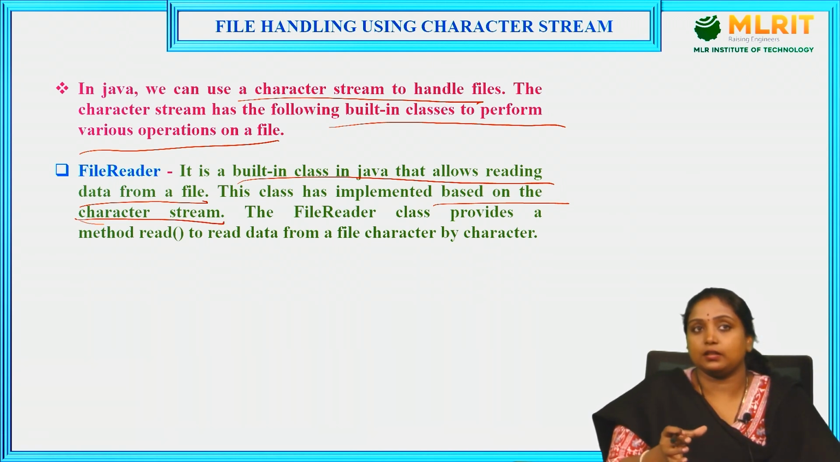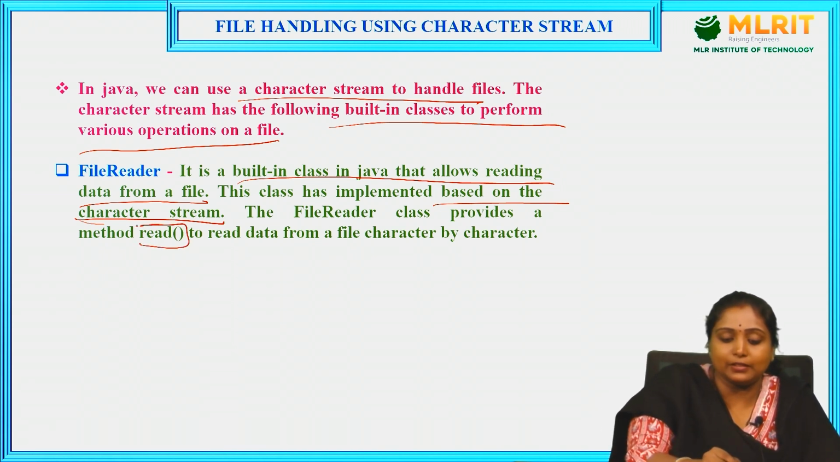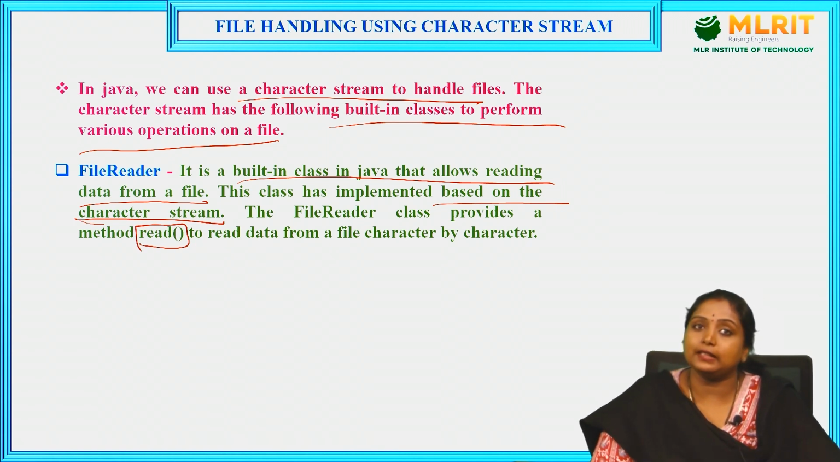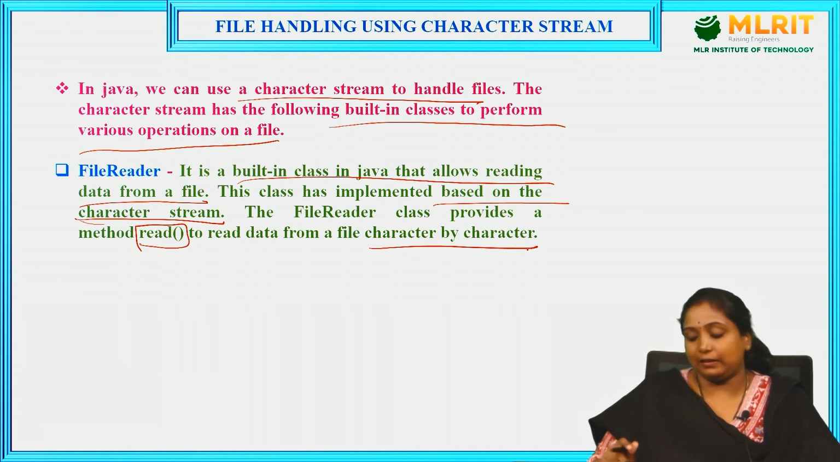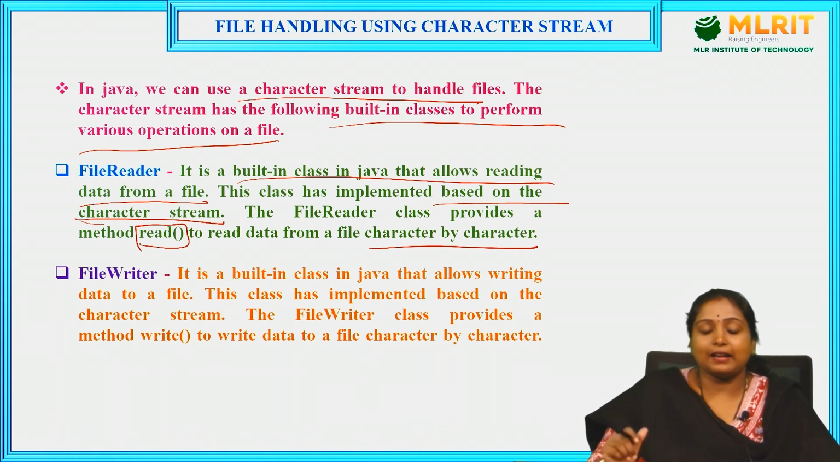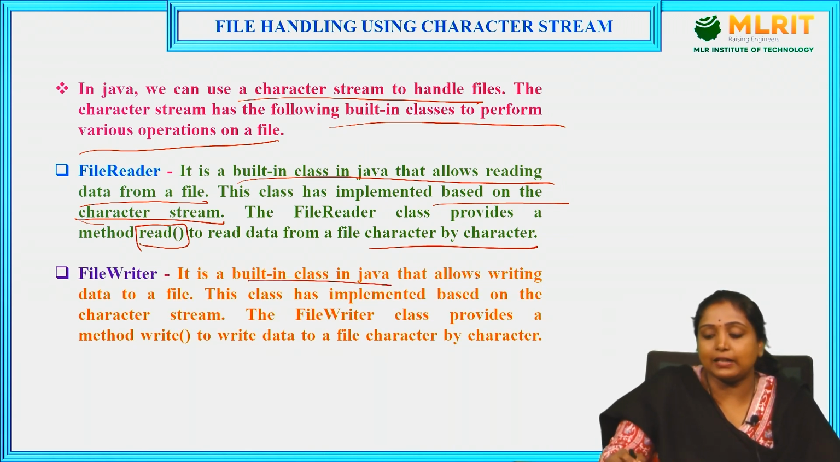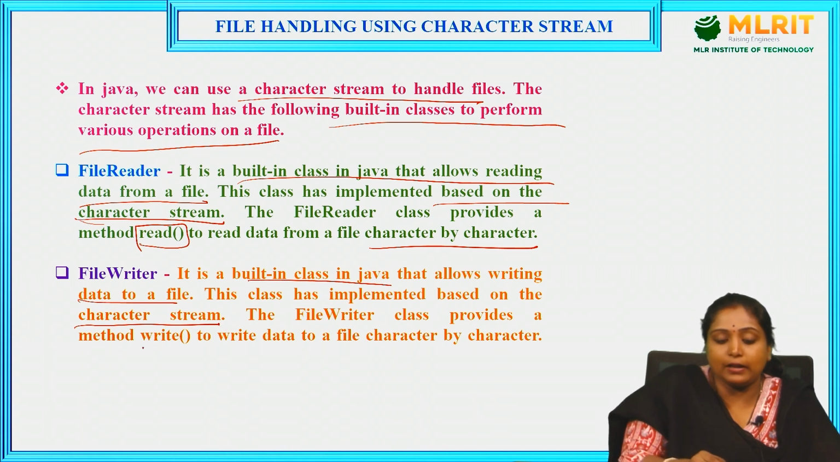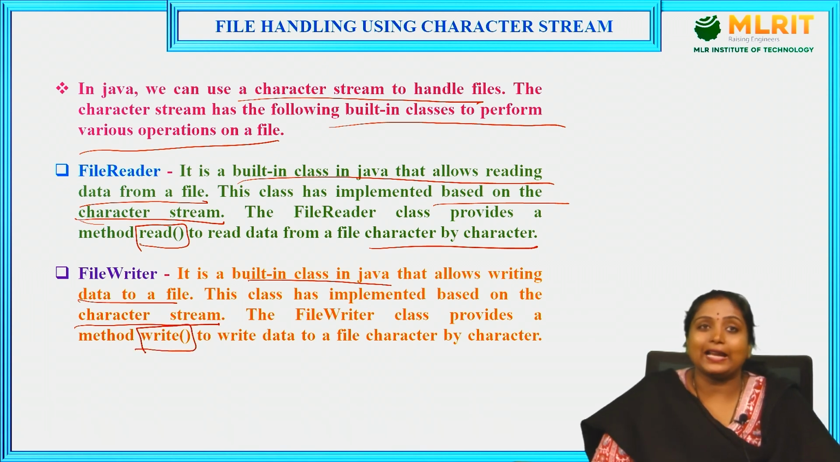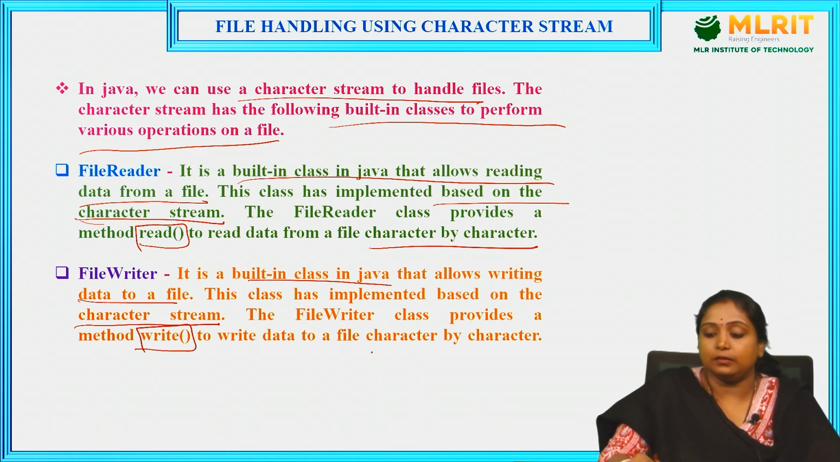File input stream and file output stream come under byte stream. Here the file reader and the file writer come under character stream, and it also provides the read method. The method is the same. The read method is used to read the data from a file, but character by character. There it was byte by byte. And the file writer is also a built-in class in Java that allows writing the data to your file, and this has been implemented based on a character stream. The file writer class provides the write method in order to write the data into your file, character by character.